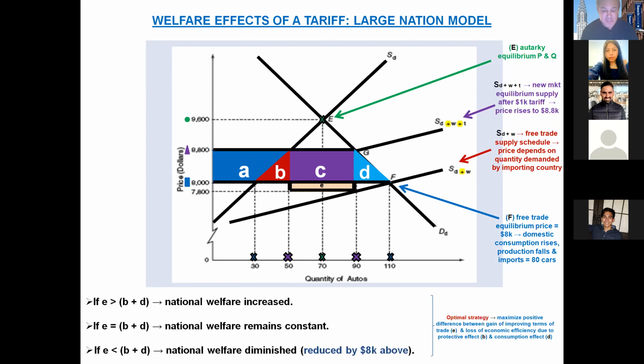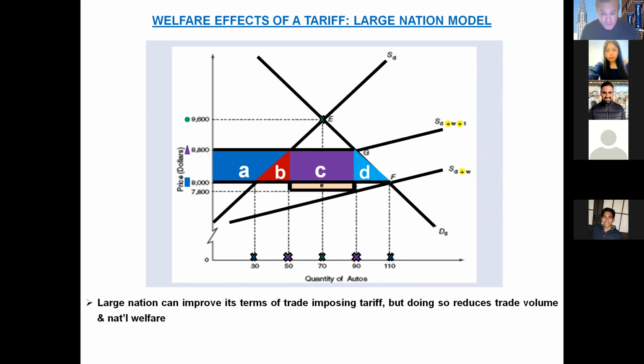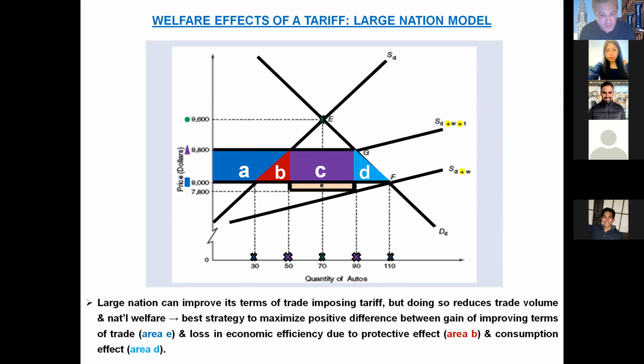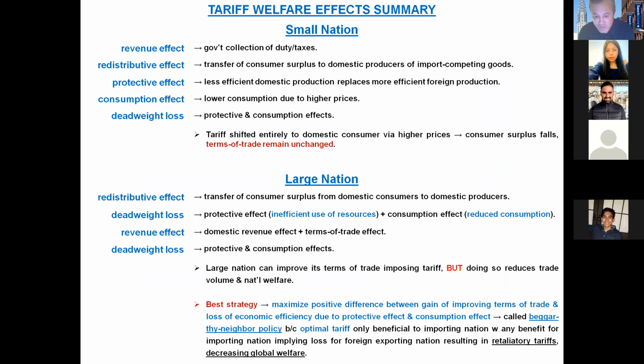Are there any questions on this slide? So we say the large nation can impose its terms of trade by imposing the tariff, but in doing so reduces the trade volume and national welfare. We talked about the best strategy to maximize the positive difference between your deadweight welfare losses and your terms of trade effect. What I've done for you here is put together a summary sheet that you can use to study for the exam. It shows you the small nation welfare effects, large nation welfare effects.